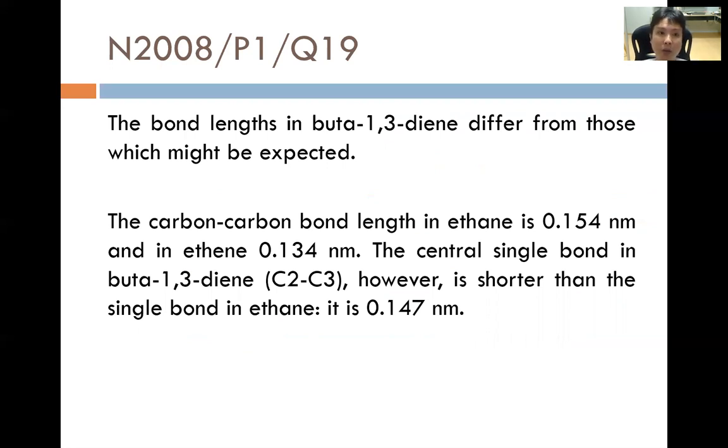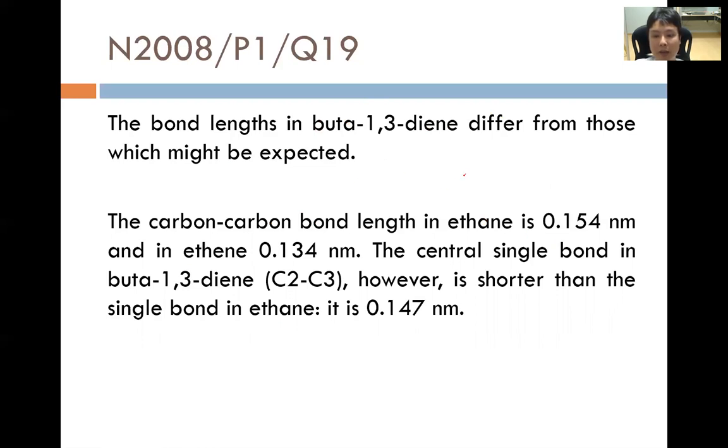Okay, so that's for the hybrid orbitals, and we have covered all the content for discussing orbital overlap for the formation of covalent bonds. There's one last point that I need to talk about to finish up this chapter, and we'll be looking at two past year A-level questions to illustrate this point. The bond lengths, November 2008, paper 1, question 19: the bond lengths in buta-1,3-diene differ from those which might be expected. The carbon-carbon bond length in ethane is 0.154 nanometer.